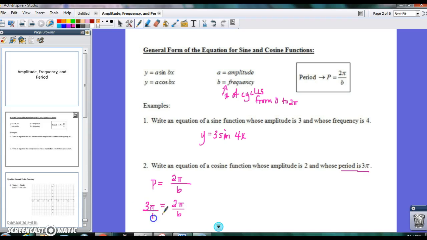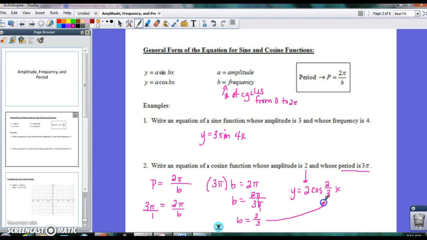If I treat this like a proportion, I can cross multiply, so I end up with 3 pi times b is equal to 2 pi, so b ends up being 2 pi over 3 pi. Your pi's cancel out, so you end up with b is 2/3. So your equation then would be y equals 2, because your amplitude is 2, cosine of 2/3 x. B is your frequency.